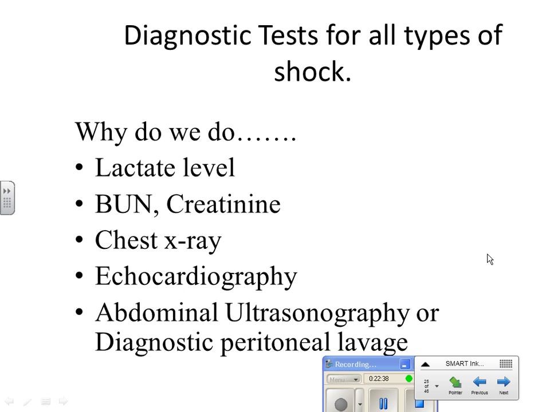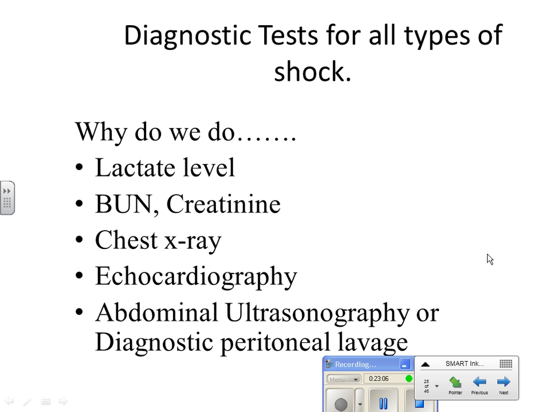What will the abdominal ultrasound or diagnostic peritoneal lavage tell us? Right, see if there's any bleeding in the peritoneum. Because with the abdominal ultrasound, we may know that the patient is going into hypovolemic shock, and we know that their H&H is dropping, we know they're bleeding somewhere, but we can't figure out where it is. They're not bleeding out externally.